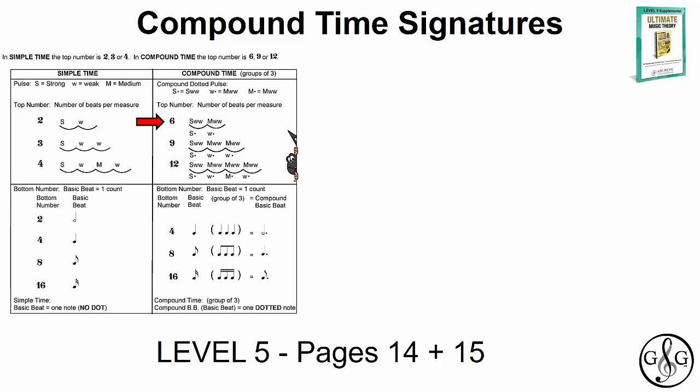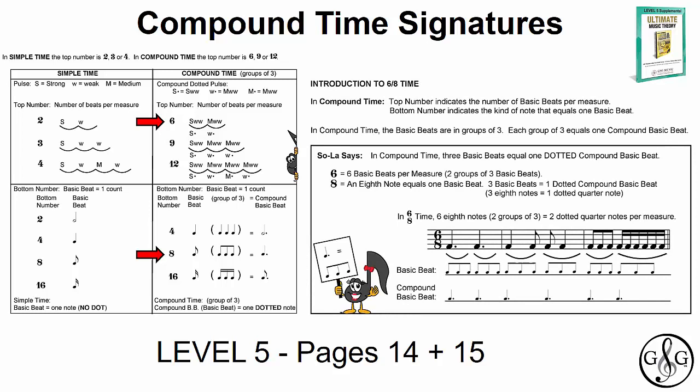Now the bottom number, such as 8, indicates that an 8th note equals 1 beat at the group of 3. So if we have 3 eighth notes, it equals 1 dotted quarter note. Now, the introduction to 6/8 time is really easy to identify as the basic beat equals 1 eighth note and the compound basic beat equals 1 dotted quarter note. So let's start adding rests in compound time.